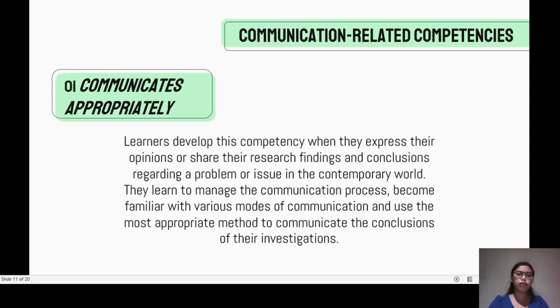So, learners develop this competency when they express their opinions or share their research findings and conclusions regarding a problem or issue in the contemporary world. So, you gain this when you say what you want to say, when you share your findings, or when you share what you have learned as you dwell on the topic or the lesson. They learn to manage the communication process, become familiar with various modes of communication, and use the most appropriate method to communicate the conclusions for their investigations.